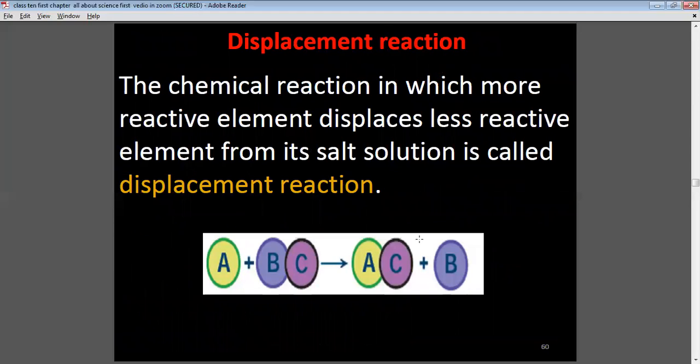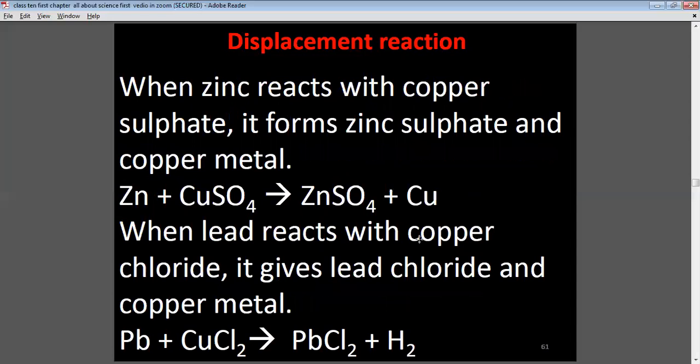Next, displacement reaction. The chemical reaction in which a more reactive element displaces a less reactive element from its solution is called displacement reaction. There are 2 reactants, one is A and another one is the compound BC. A and C combine, there is a formation of a new product, and B is released. This is known as displacement reaction.